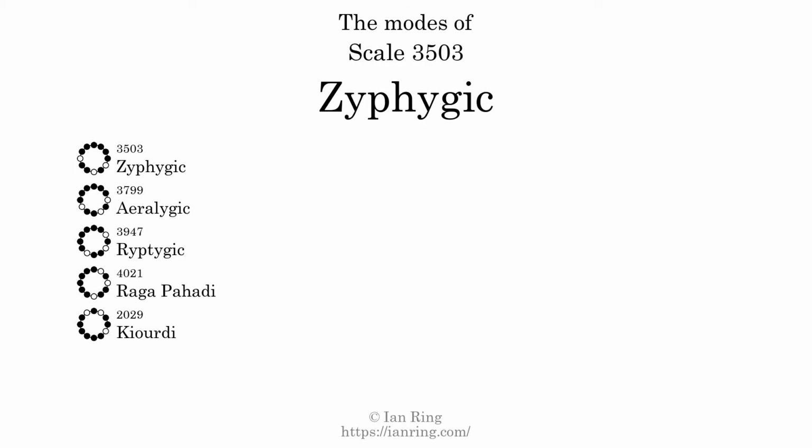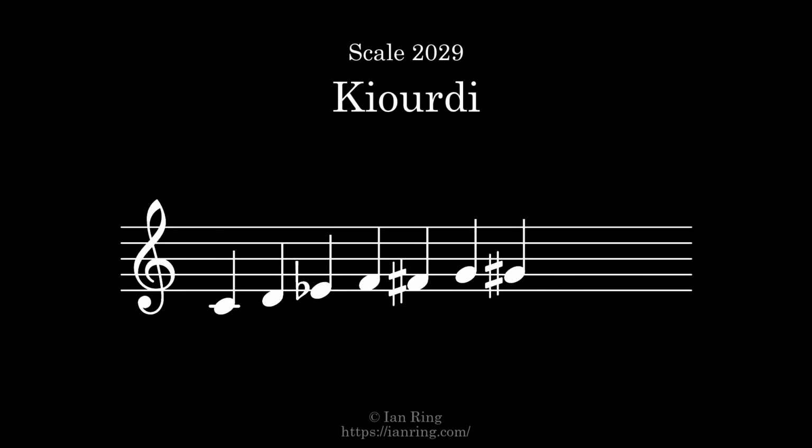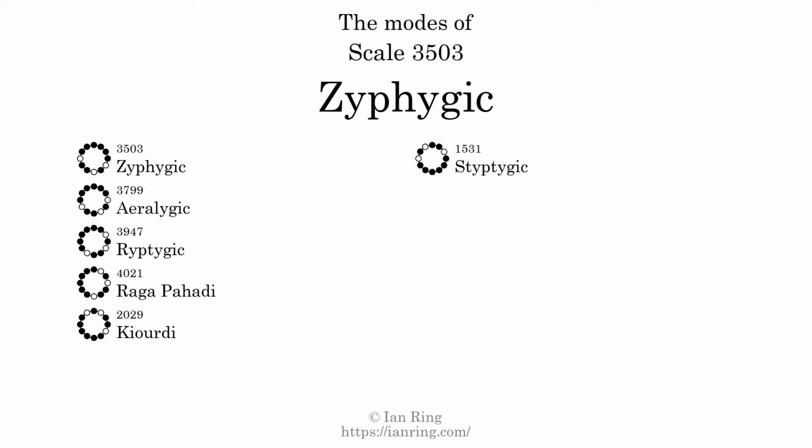The fifth mode is scale 2029, also known as Kyaladi. It sounds like this. The sixth mode is scale 1531, also known as Zyphygic. It sounds like this.